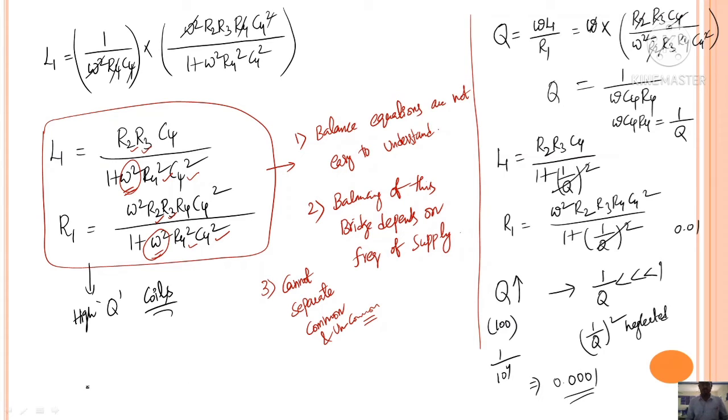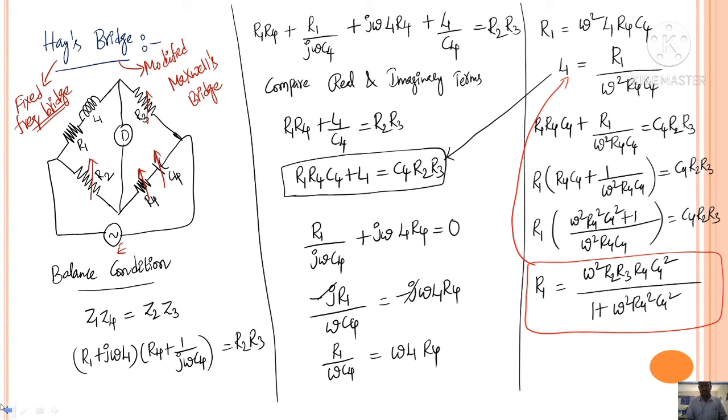That is the reason why we prefer Hay's bridge only to measure high Q coils. It is not useful for measuring the inductance of low or medium Q coils, because we cannot neglect this term. When Q is low or medium, we cannot neglect this term. When we cannot neglect this term, R1 and L1 depend upon every parameter, so it is very difficult to obtain the balance condition. Okay, so this is about the major drawbacks as well as the advantages of Hay's bridge, which we can use for our own applications.